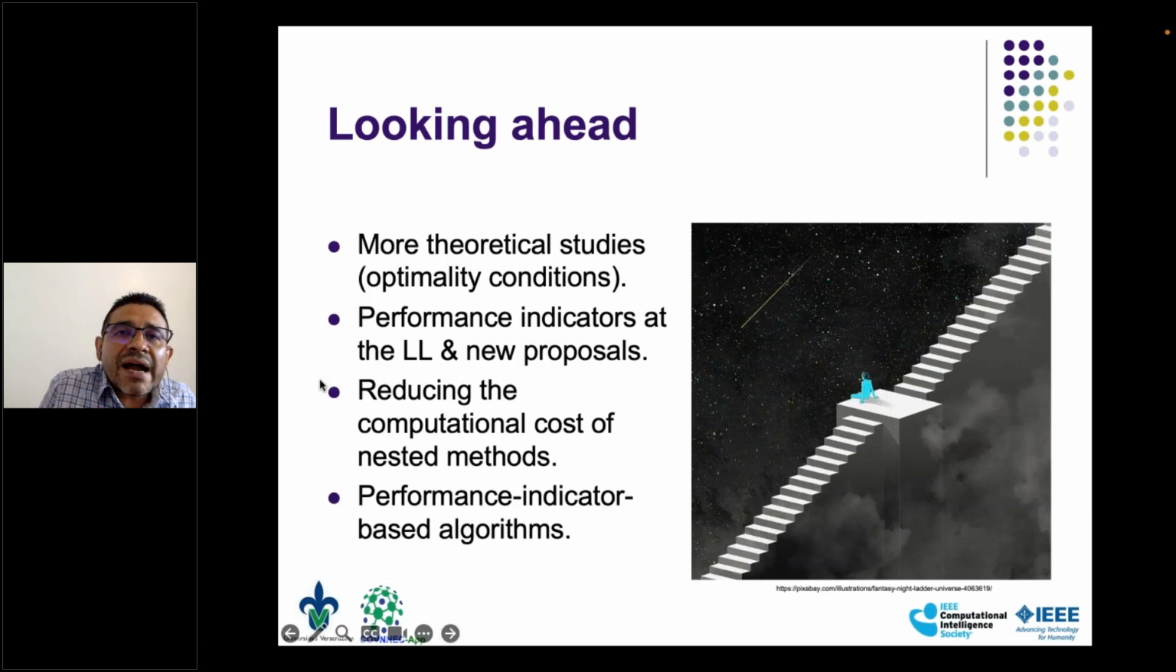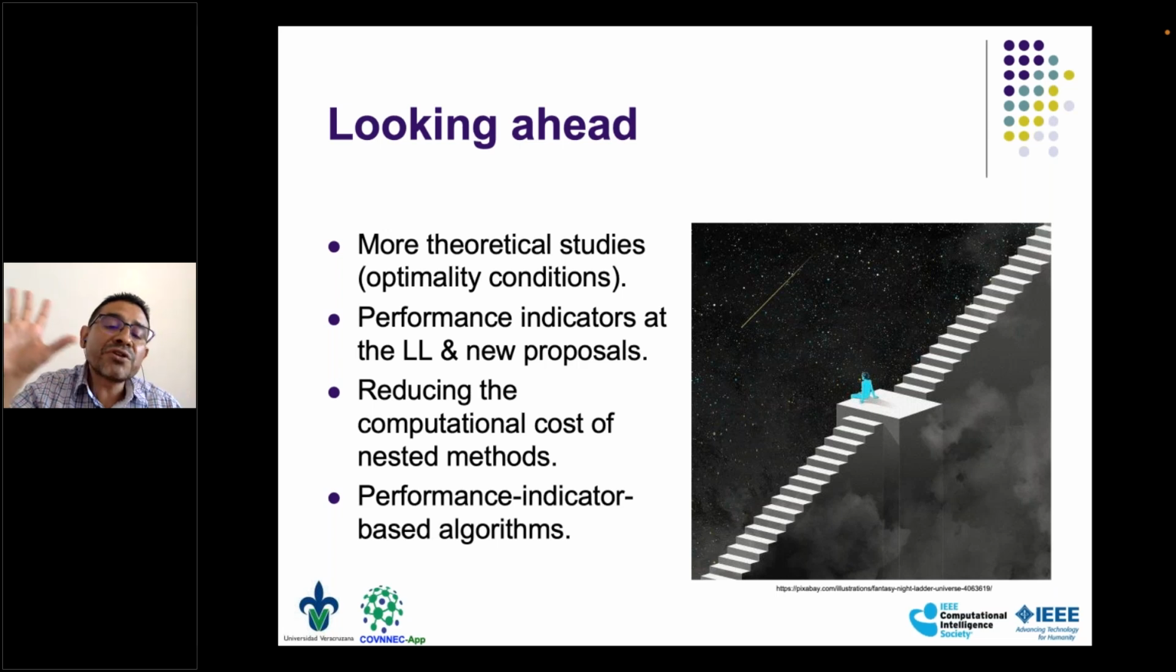Okay, what are those interesting future works? We need more theoretical studies, optimality conditions, but not only on linear problems, but also in non-linear cases. Performance indicators at the lower level need to be applied. Maybe we need new indicator designs precisely for the bilevel optimization case. Nested methods are very popular, but we need to deal with the cost. We need to propose good techniques to decrease the computational time that they require.